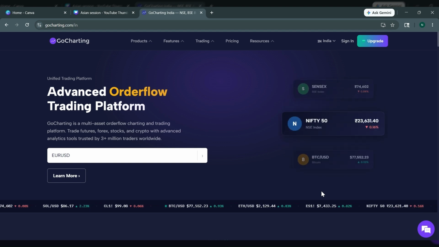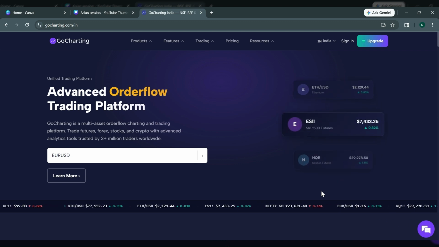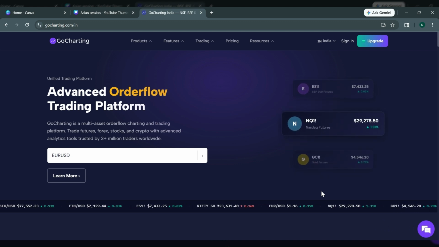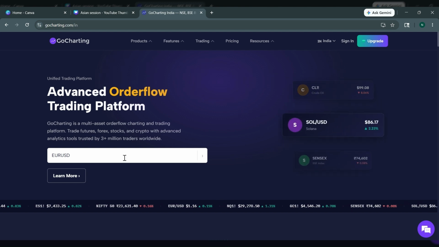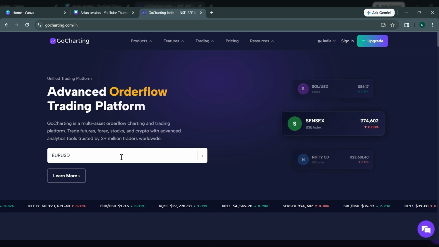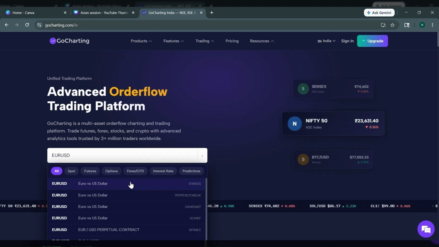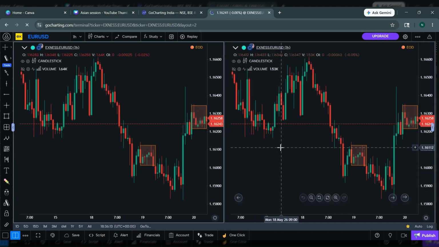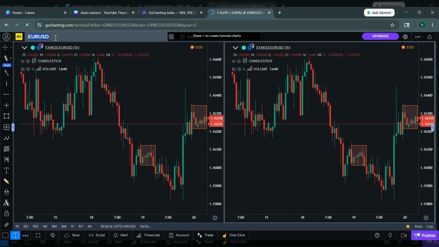So, let's move to the live example on gocharting.com. I use gocharting.com because replay mode is free. It will help more beginner traders who want to backtest their strategy without paying anything. Let's choose Euro USD and Aussie JPY to compare both on each session.